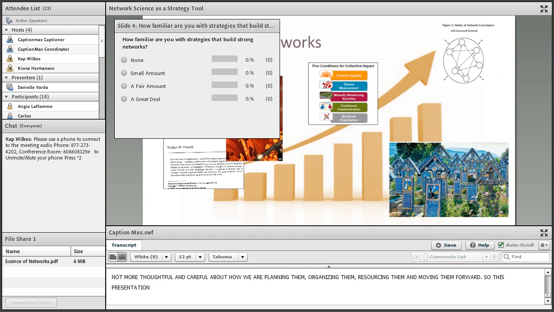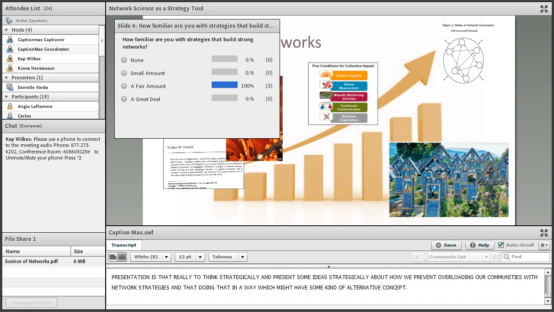So this presentation is really to think strategically and present some ideas strategically about how we prevent overloading our communities with network strategies and doing it in a way that might have some kind of alternative concept.